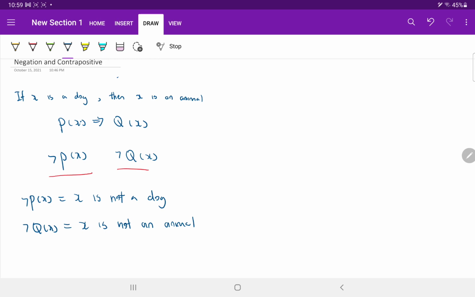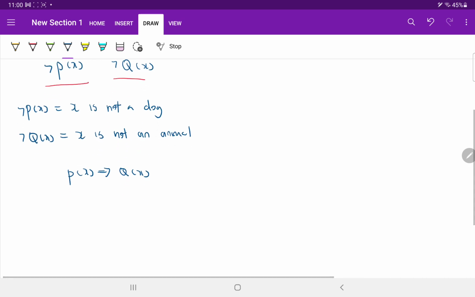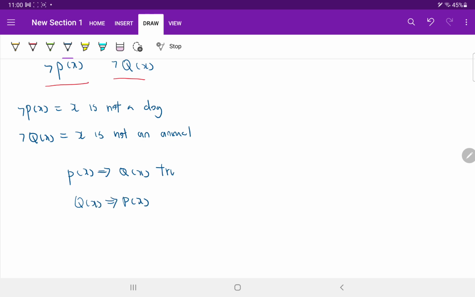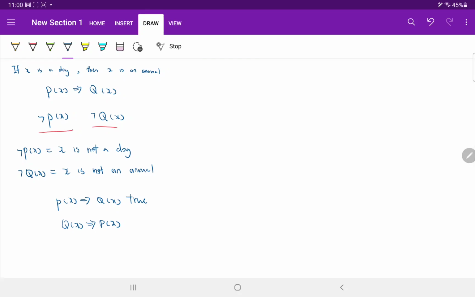So now let's look at contrapositive. First, I want to mention something. In the previous video, I mentioned that although P(x) implies Q(x) must be true, if you reverse it, which is the converse, Q(x) implies P(x), it might not be true. If you reverse the order, then it might not be true anymore, which is going to work in this case.